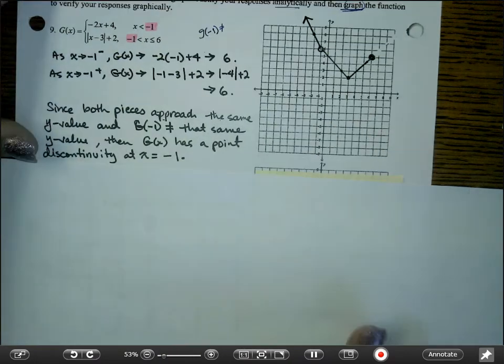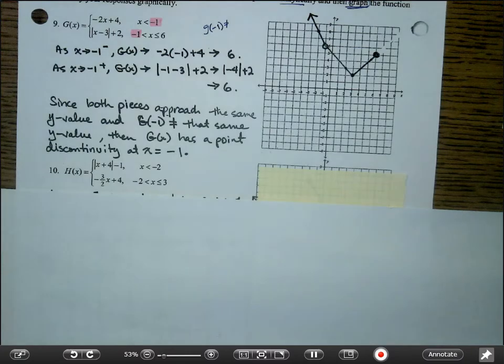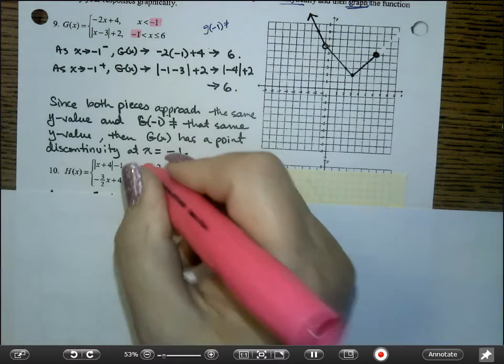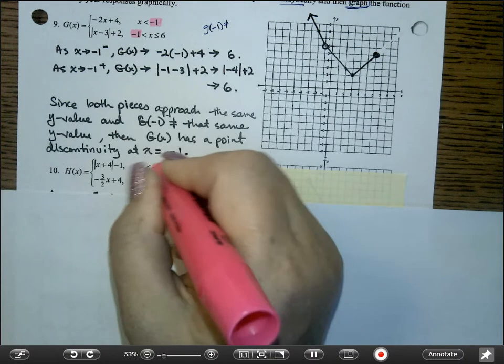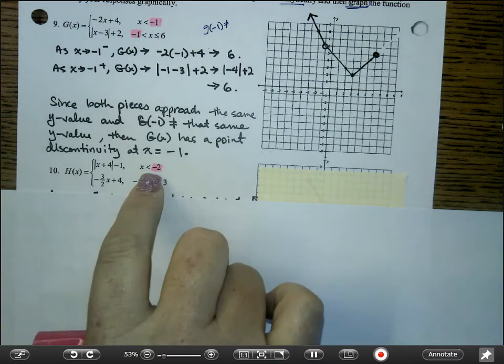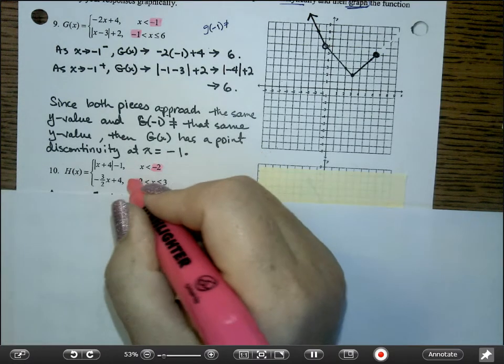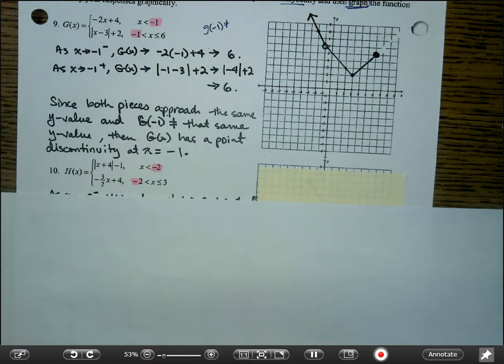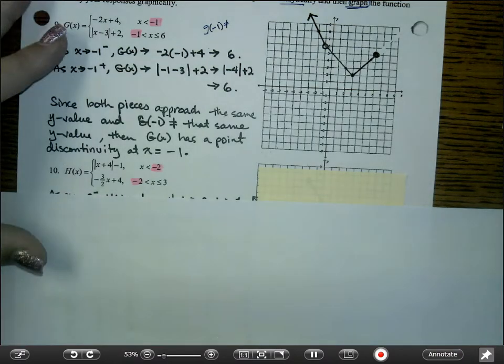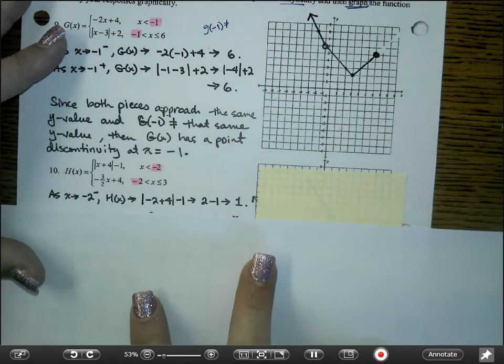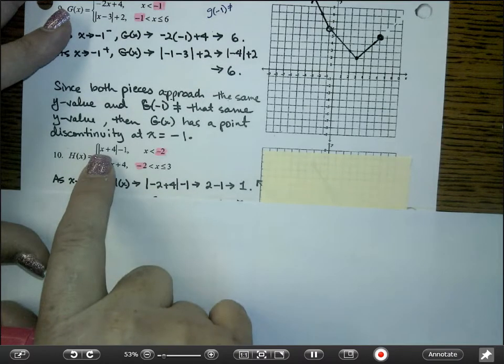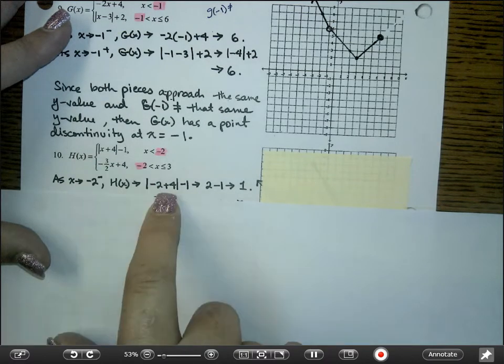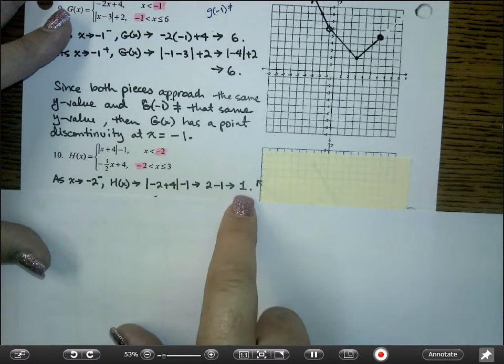All right, number 10. We need to identify where the potential discontinuity is, and it's going to be at -2 because this is the left side of -2. This is the right side of -2. So we need to figure out what's going on. So on the left side, we're going to plug it in. We get -2 plus 4. That gives me a 2. 2 minus 1 is 1.